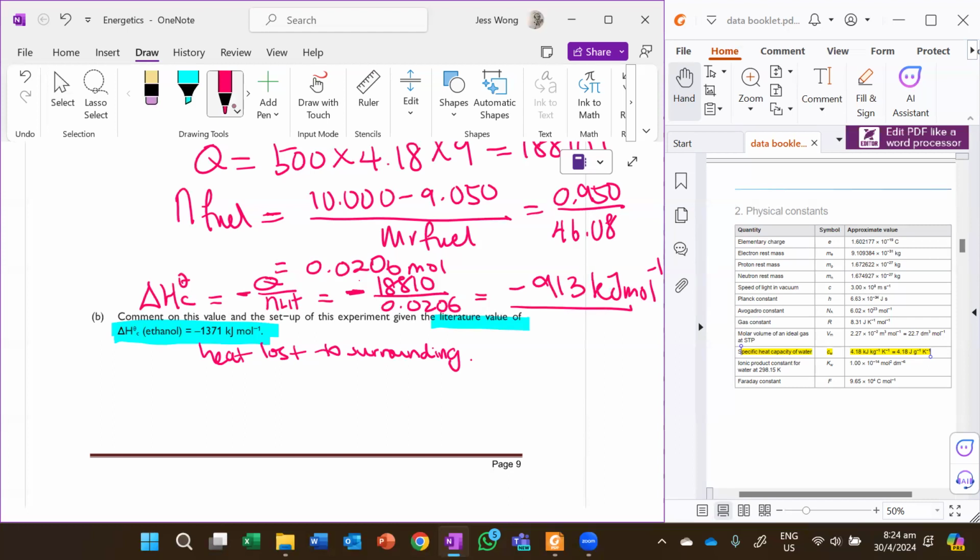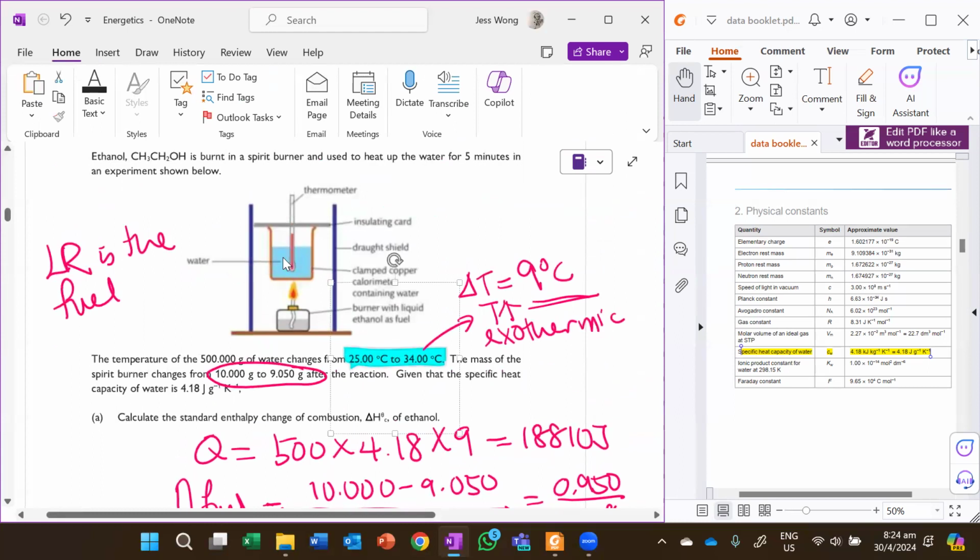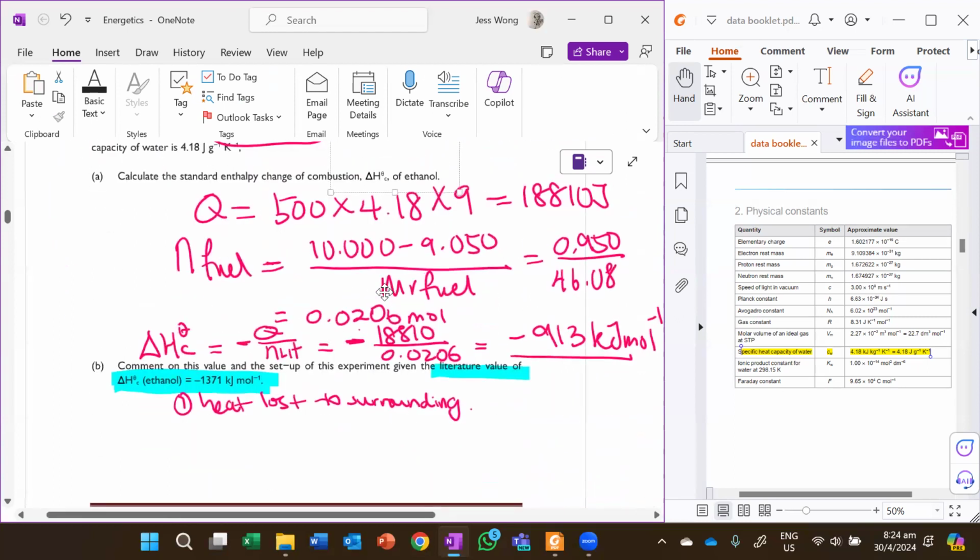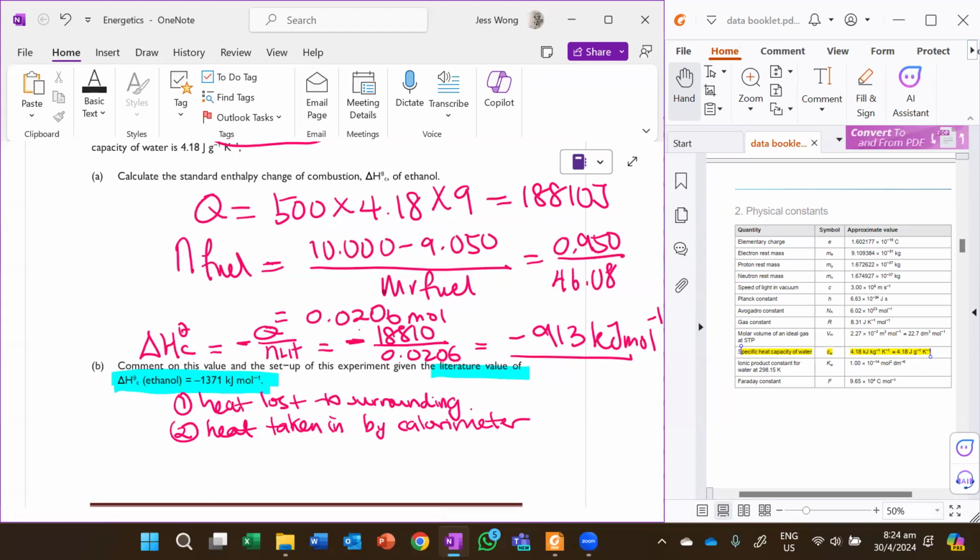Besides heat loss to the surrounding, when we do our calculation, we are only assuming that the water is taking in the heat. We are assuming that this container, your calorimeter, doesn't take in any heat. So you will find that the heat taken in by the calorimeter is not being accounted for. To account for it, most of the time you will have to do a calibration for the calorimeter. So heat taken in by the calorimeter is not factored in.